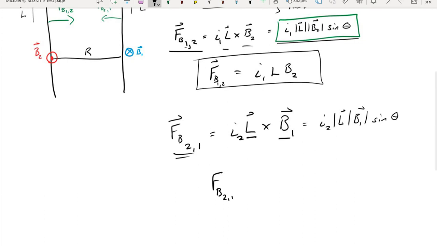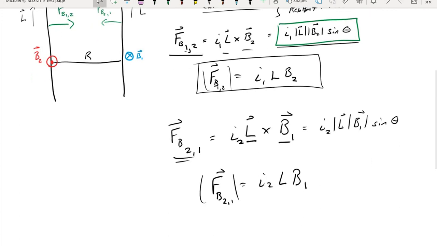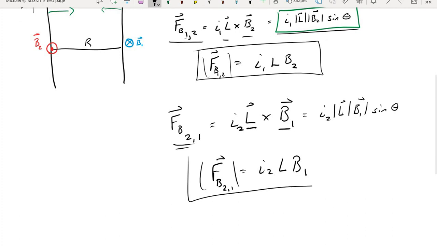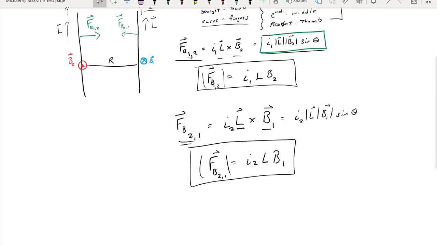We'll clean this up a bit. And we get that the magnitude of this force is I2 L B1. And just like the previous case, the direction of our L vector and the direction of magnetic field 1 are also at 90 degrees with respect to each other. So our sign relationship just evaluates to a 1. And there's the force acting on wire 2.